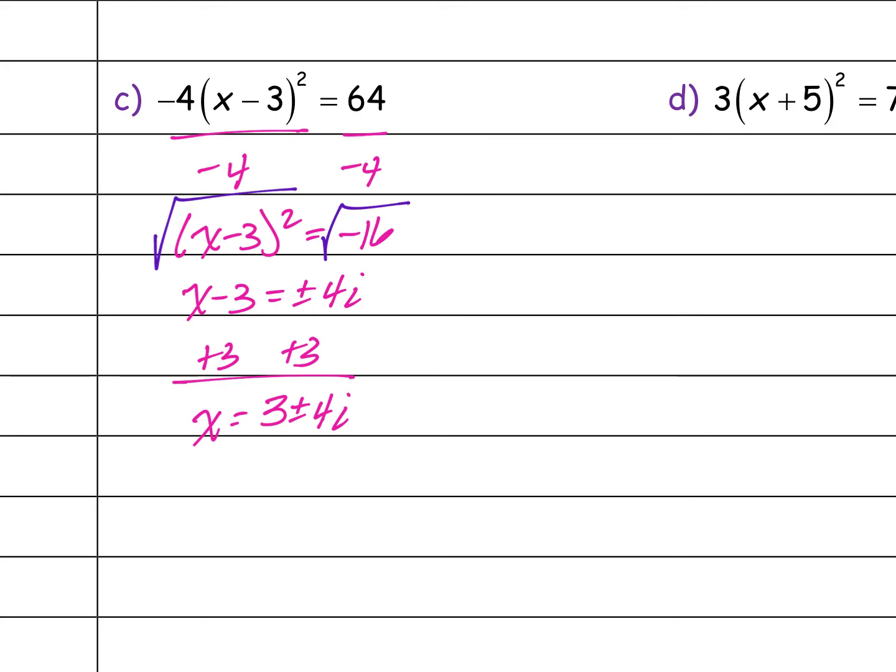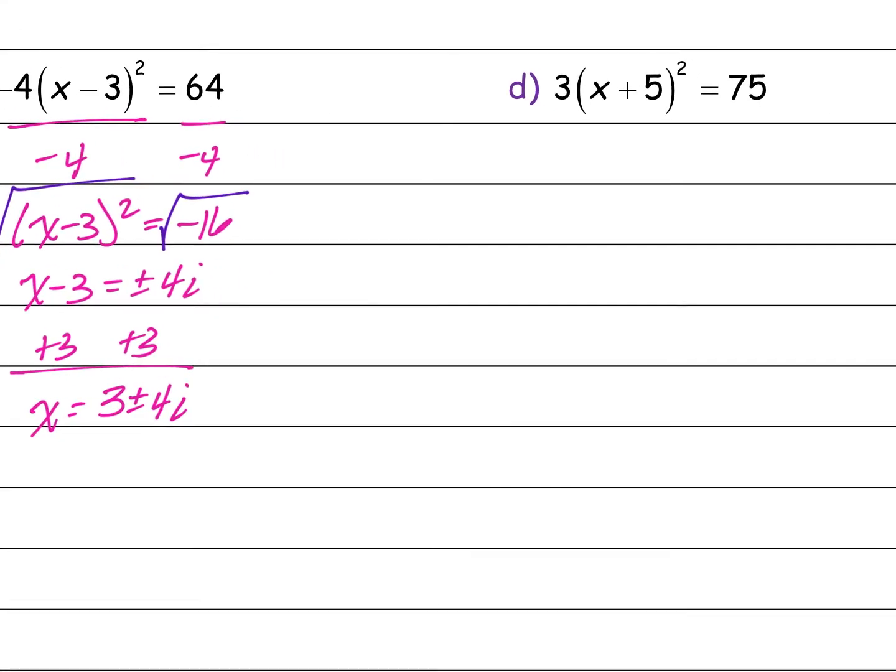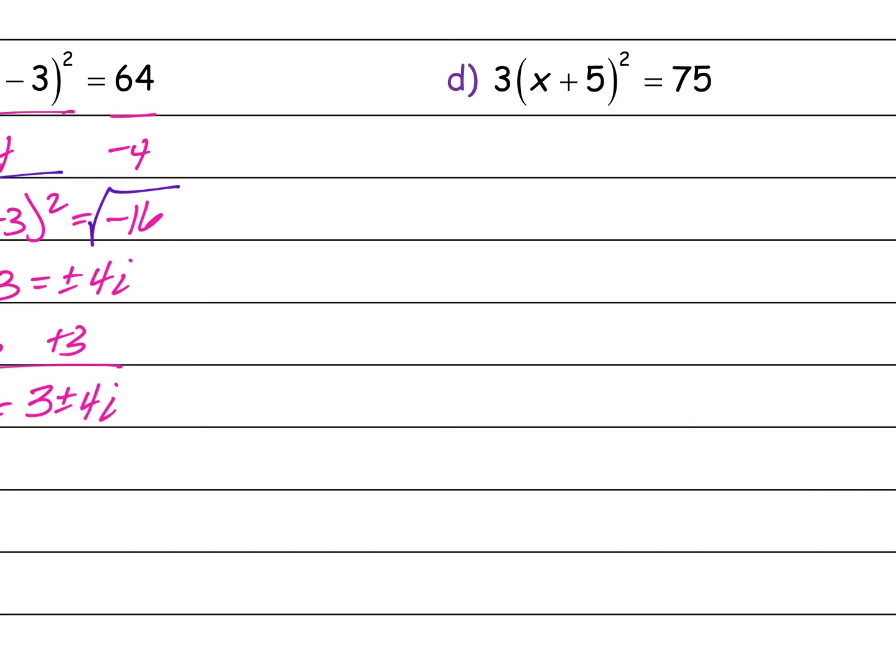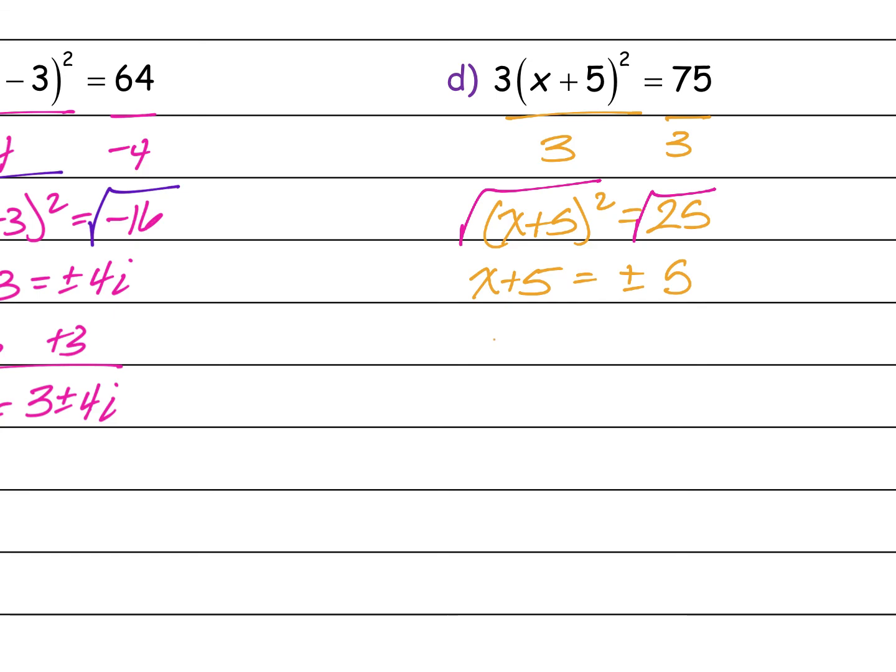And then the last one, let me see if I can still keep that one up there. Have room on the iPad. There we go. Divide by 3. And I get x plus 5 squared equals 25. And I square root it. And I get x plus 5 equals plus or minus 5. So subtract 5. So x is going to equal -5 plus or minus 5, which equals 0 or -10.